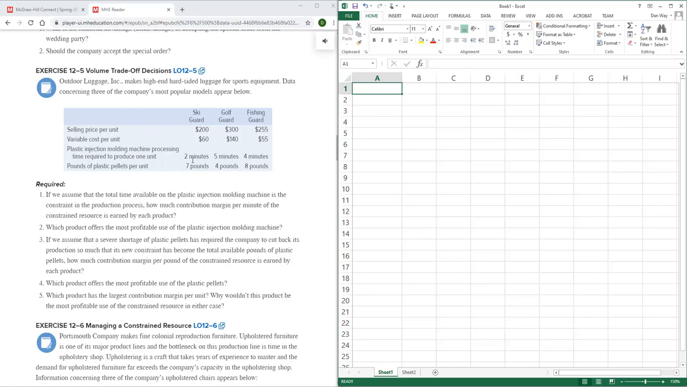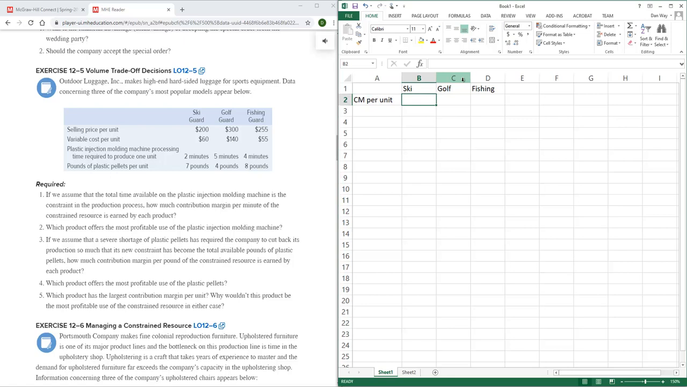So the first requirement said if we assume the total time available on the injection molding machine is the constraint in the process, how much contribution margin per minute of the constrained resource is earned by each product. So let's look at the ski, golf, and fishing guards on a per unit basis first. So this is CM per unit of product.